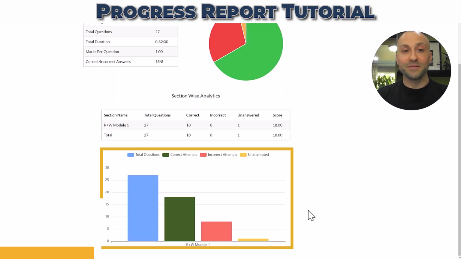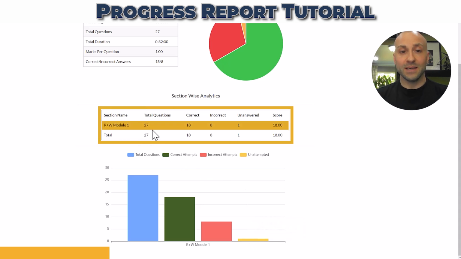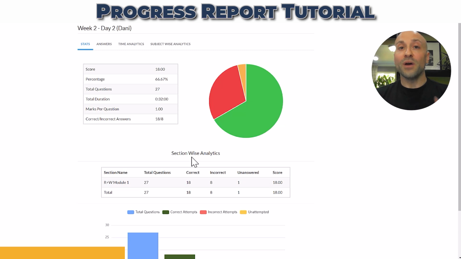So you have a bar graph here where you could see a visual of how many questions there were, how many correct attempts versus incorrect, and how many were unattempted. Maybe you ran out of time. And you can see the exact same data here on this table. Now, unfortunately, our developers weren't able to remove one of the two rows, so it's kind of repetitive. Just look at whichever row you want. It's the same information. The other tabs that are going to be really useful here, let's go to answers.